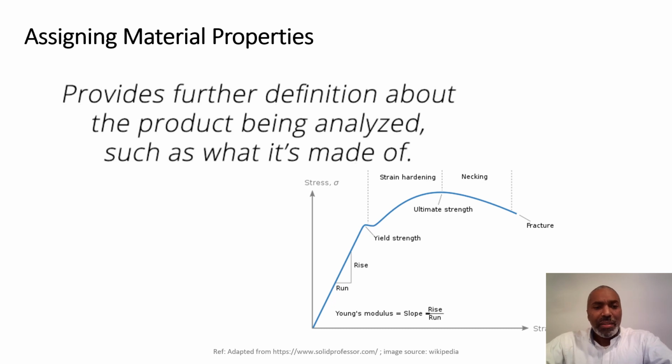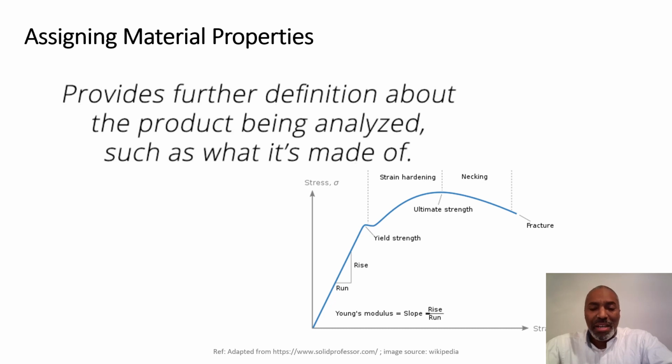So the next step is about assigning material properties. What you're trying to do here is provide a little bit more definition about the part or the structure to be analyzed, and really, what is it made of? Now, for a basic structural problem, you can imagine we've got our stress-strain curve here, bottom left, with this straight rise over run for Young's modulus.